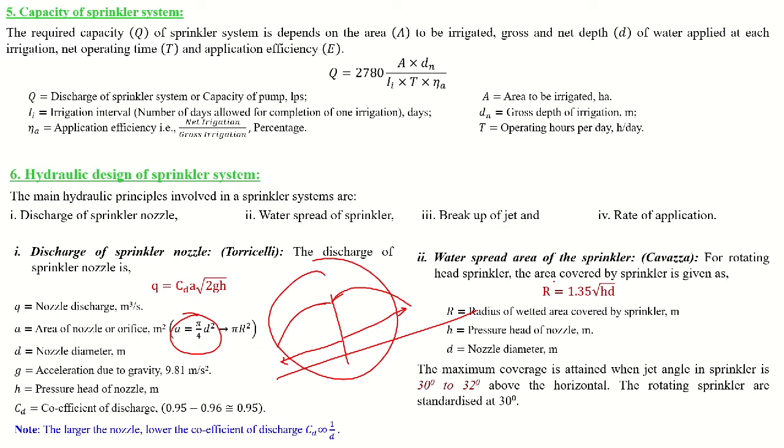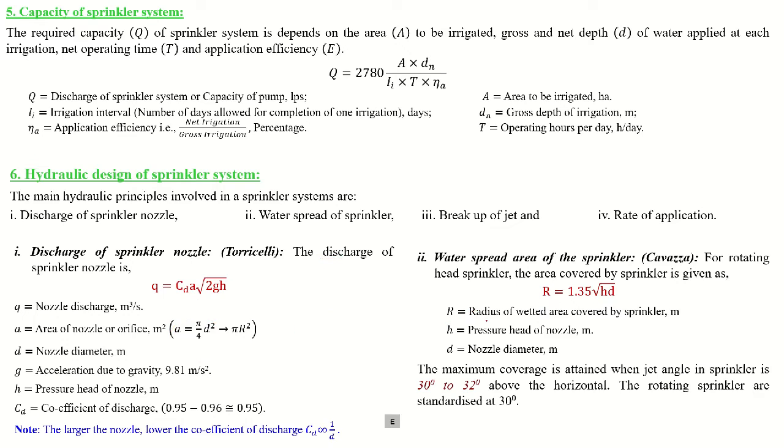For a rotating head sprinkler, the area covered by each sprinkler is given by R equals 1.35 root of H into D. Okay, here R is the radius of the wetted area covered by the sprinkler, H is the pressure head created by your sprinkler at the nozzle, and D is the diameter of your nozzle. Okay, so the maximum area coverage will be obtained when the sprinkler operates at an angle of 30 to 32 degrees above the horizontal, and the rotating sprinklers are standardized up to 30 degrees. So in this condition the maximum coverage may be possible. Please remember these values.